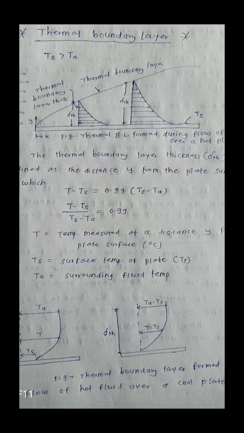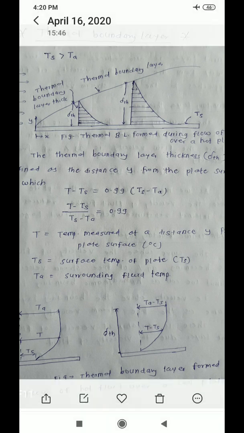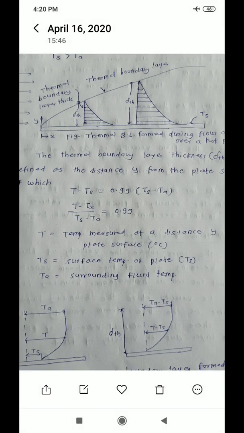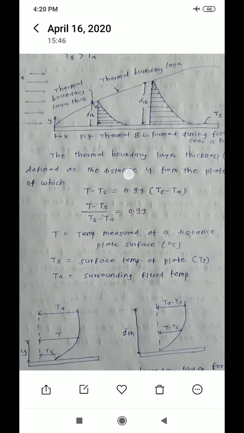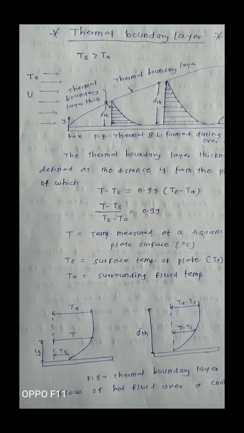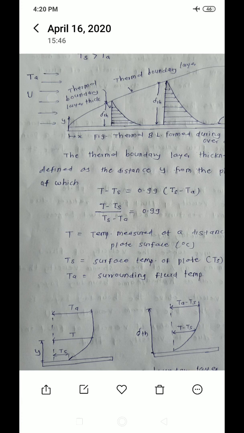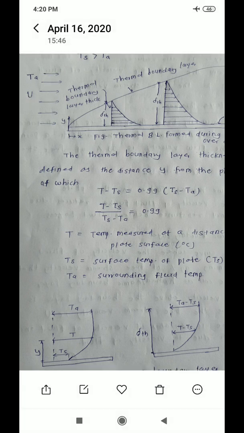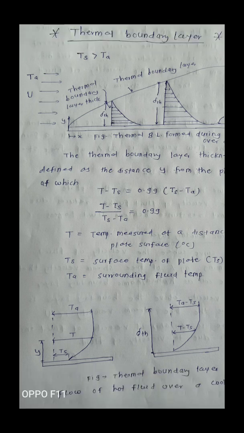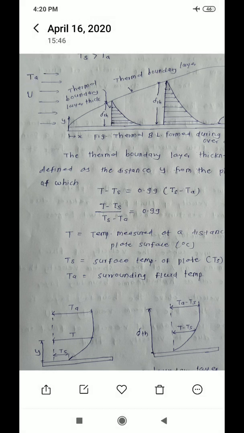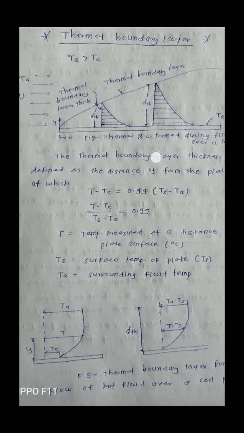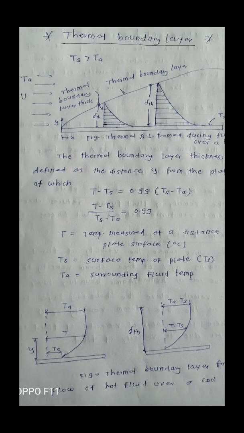In this diagram, this is the flat plate, having temperature Ts, and the fluid is flowing. The fluid is flowing with velocity capital U, that is the free stream velocity, and the temperature of that fluid is Ta. In this case we are considering that the temperature of this surface is higher as compared to the temperature of the fluid.